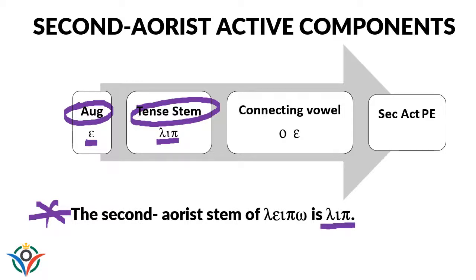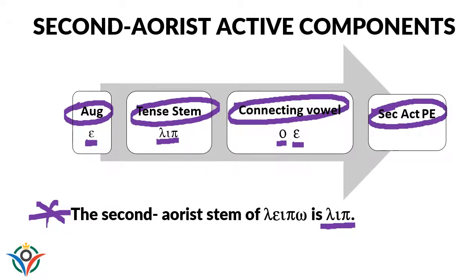This shows you that there's been a stem change, but more importantly, it helps us distinguish it from the imperfect. And once again, we have connecting vowels, either the omicron or the epsilon, because there's no tense formative. There's no sigma alpha, which we found with the first aorist components. And then the second aorist also takes secondary personal endings.